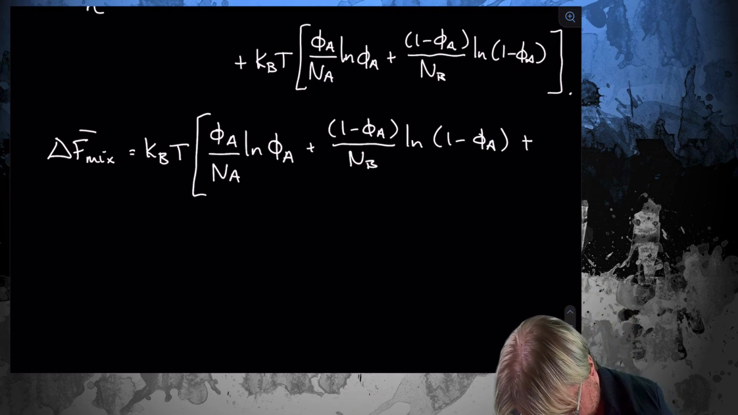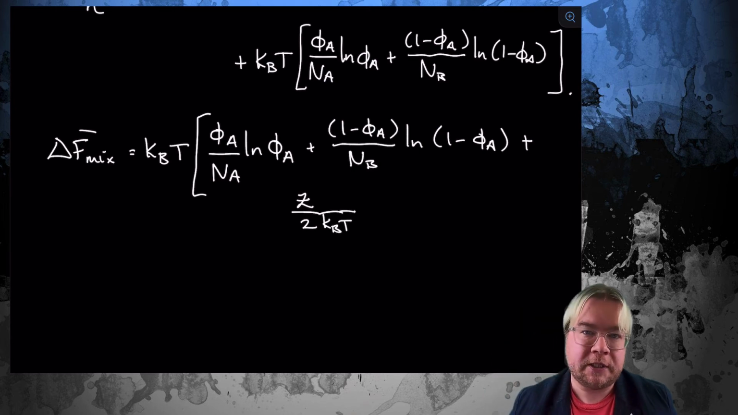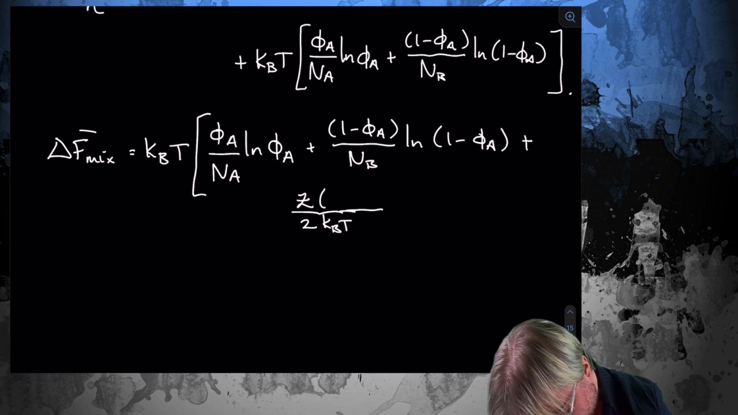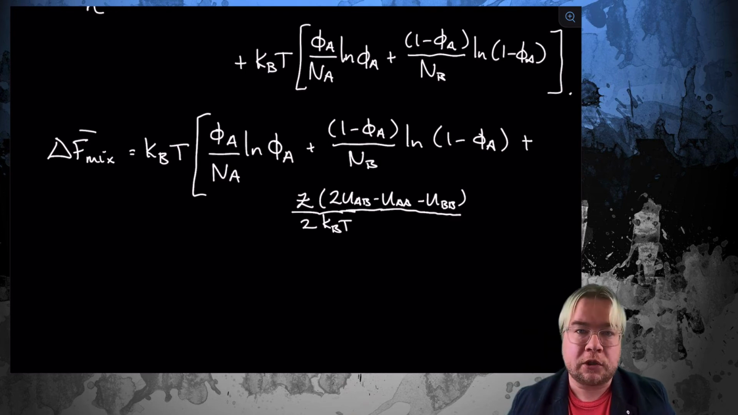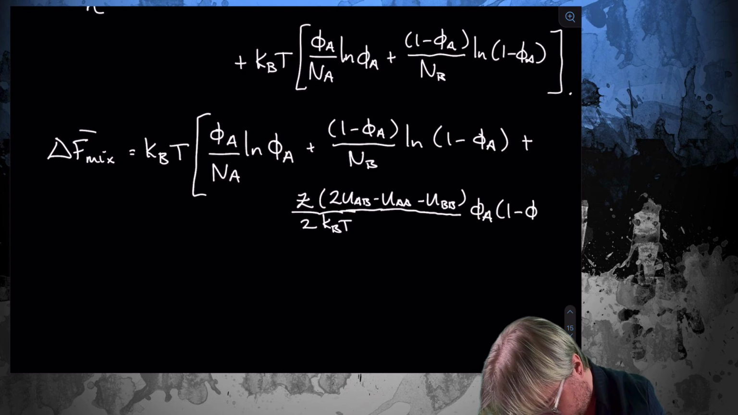So plus Z divided by 2 divided by kBT, and that's because we took it inside of the brackets. And then in the numerator, we've got 2UAB minus UAA minus UBB. And then this whole thing is multiplied by phi A times 1 minus phi A. And now everything is inside of those brackets.